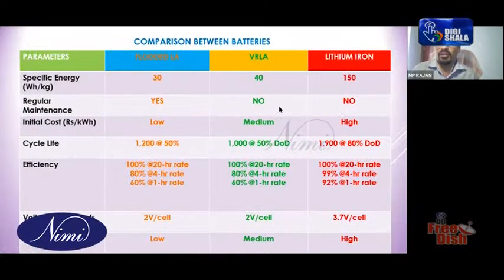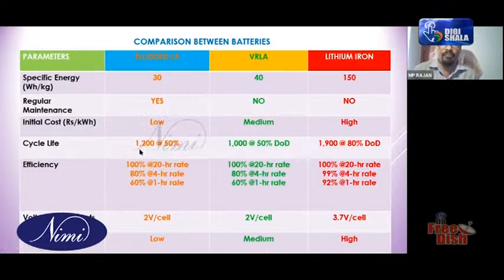Maintenance: a flooded battery requires constant maintenance, whereas the sealed battery and especially the lithium ion battery have no maintenance. It is a maintenance-free battery. Cost is the opposite: highest cost for lithium ion, medium for the sealed battery, and lower for the rest. Normal lead acid batteries are cheap. That is why they are very popular. Irrespective of other problems, we are commonly using the lead acid battery in the solar PV system.